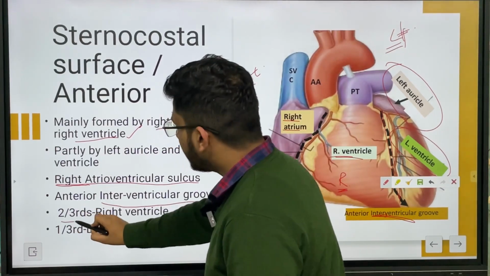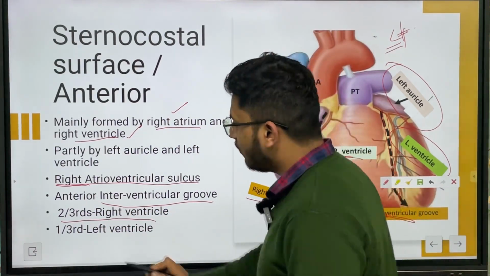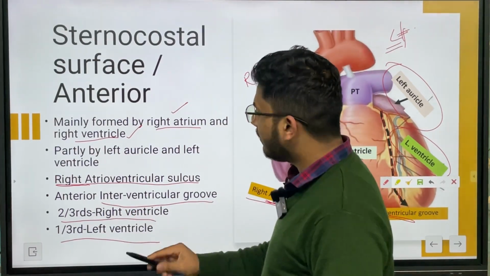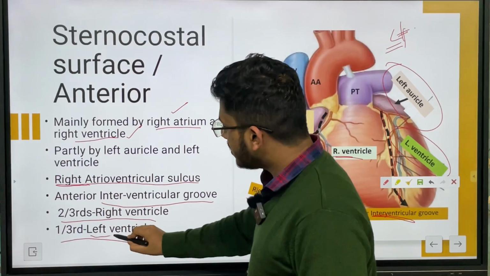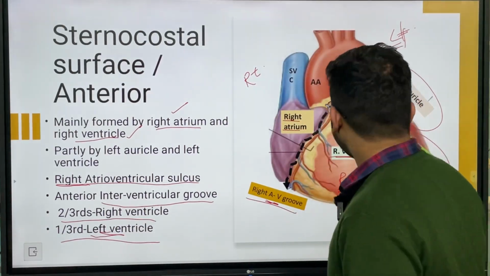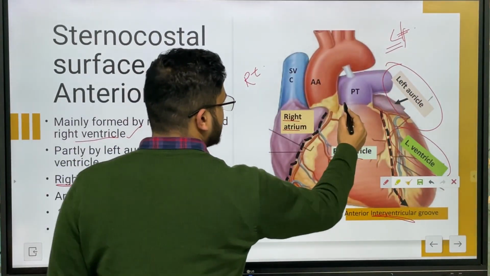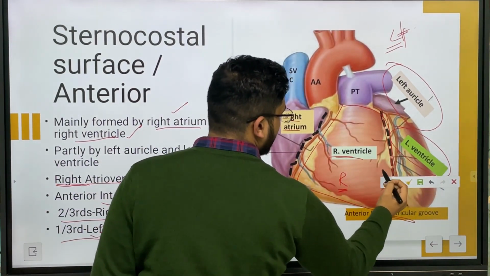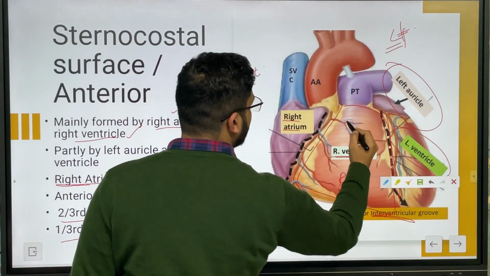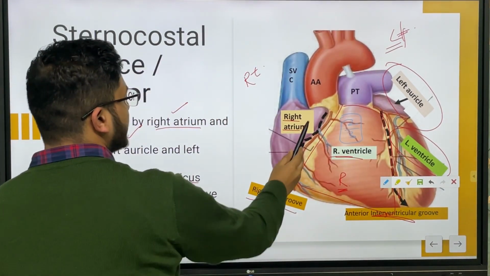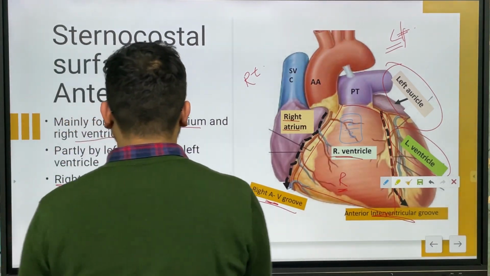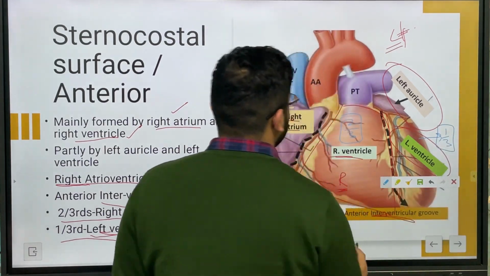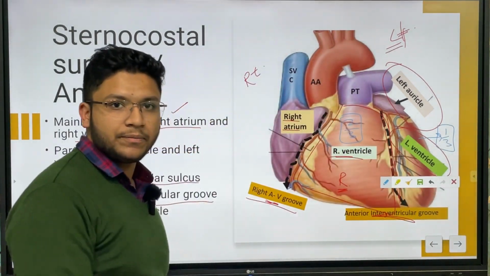The next important thing is that 2/3 is the right ventricle and 1/3 is the left ventricle. The majority is formed by the right ventricle and in the minority we can see the left ventricle. I can show you here. This is the right ventricle. 2/3 portion is formed by the right ventricle, while 1/3 portion is formed by your left ventricle. These are two figures you need to remember.